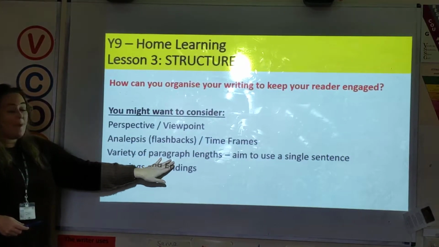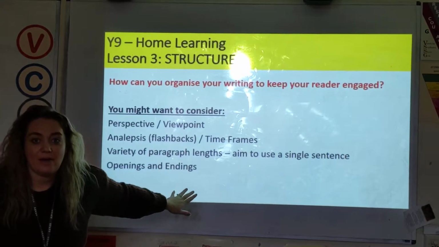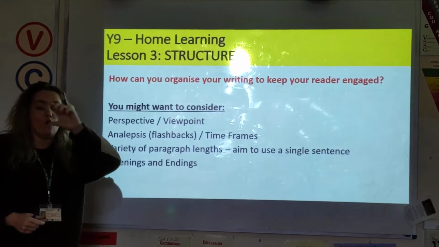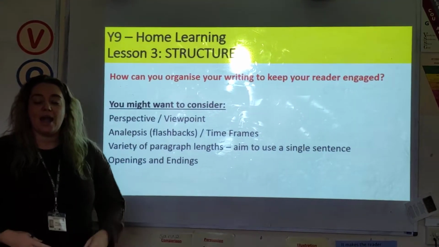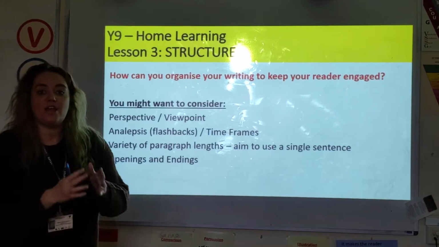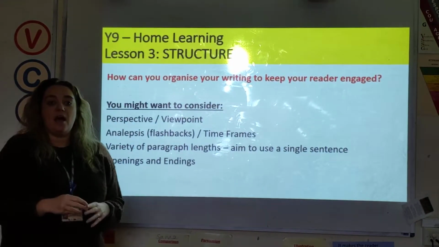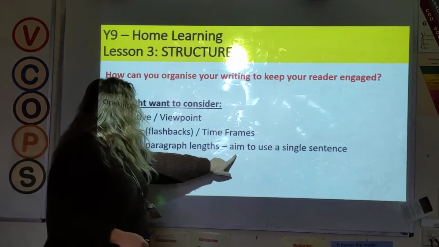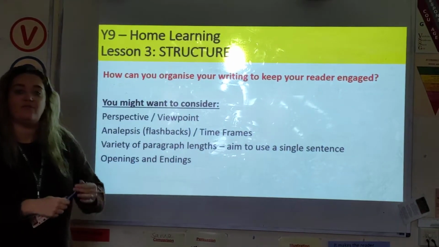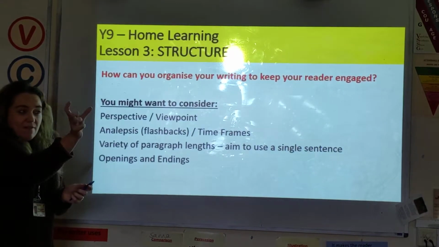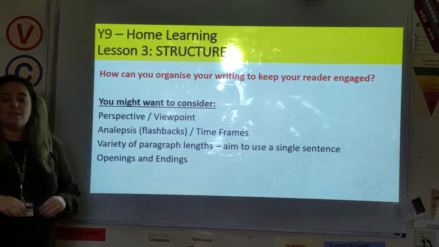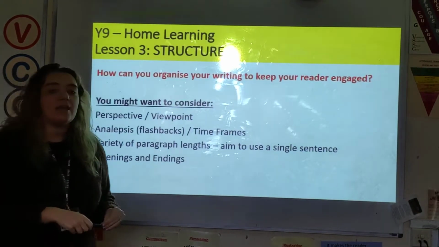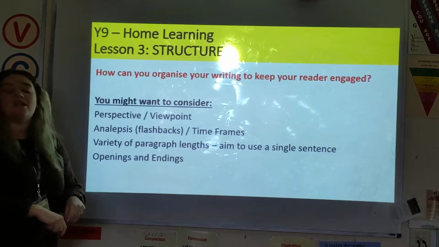Think about your variety of paragraph lengths. People don't like the same paragraphs. Whatever you've learned in middle school about paragraphs being 5 sentences long or all being the same is rubbish. Make sure your paragraphs are varied. They should be long, they should be short. Keep your reader guessing, keep your reader engaged. Aim to use a single sentence paragraph, a really, really short sentence in the middle of your piece of writing. It shows that you're really thinking about how you can keep your reader engaged, keep your reader convinced, keep your writing compelling.